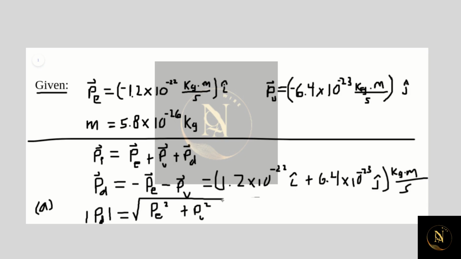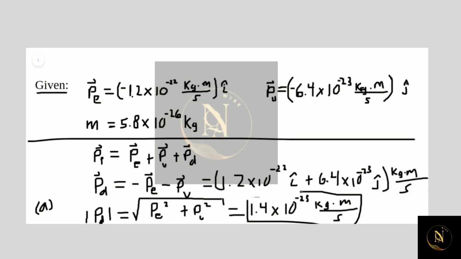Okay, so if we plug in the values of P sub E and P sub nu, this comes out to equal 1.4 times 10 to the minus 22. And units, of course, are kilograms times meters per second. We can box that in as our solution to part A.